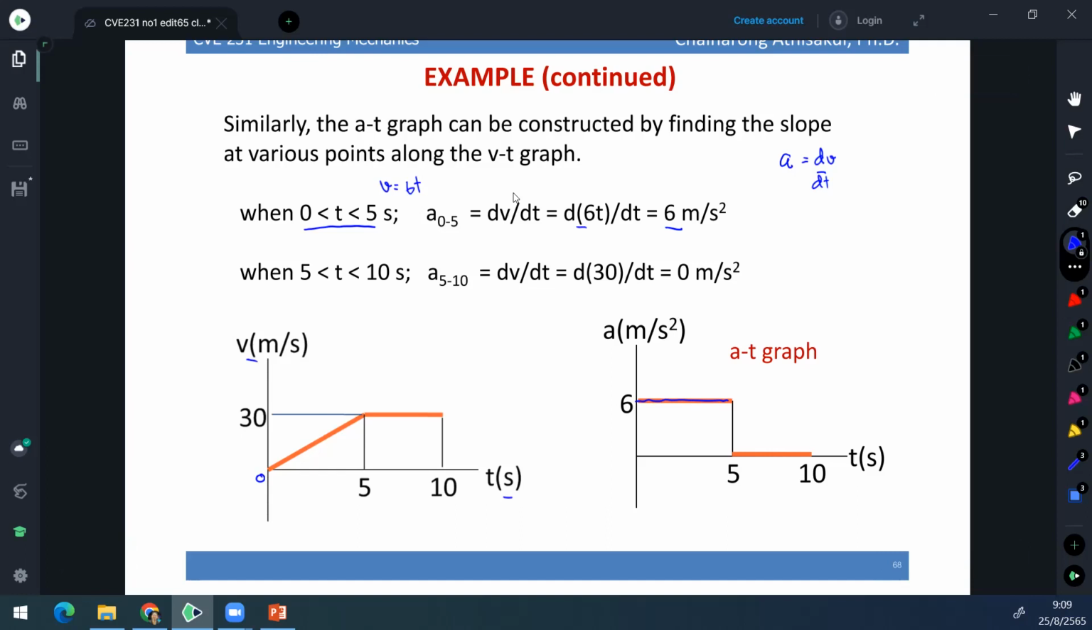If we consider the next period of time, from 5 to 10 seconds, the acceleration becomes 0 because the velocity in this interval is constant at 30 meters per second. After we take the derivative of the constant, we obtain 0. So for this period, there is no acceleration; acceleration is equal to 0. Let's complete the a-t graph like this. That's all for this example.